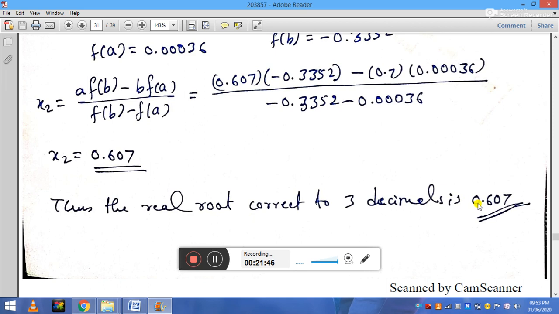is 0.607. If trigonometry is there, then convert the calculator in terms of radian. You have to remember that.